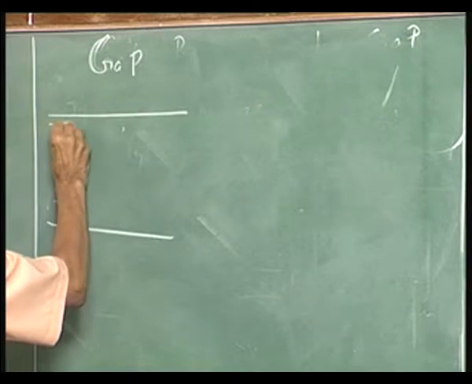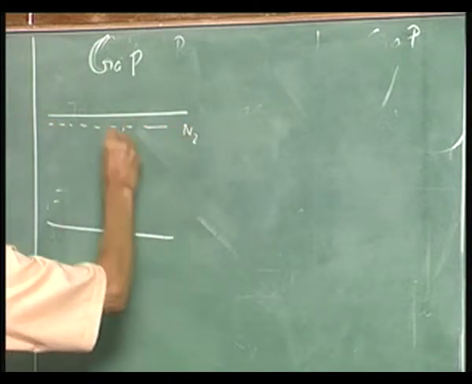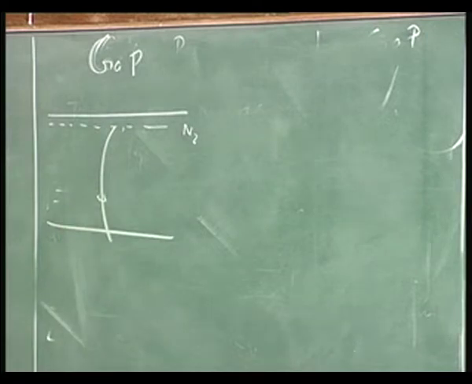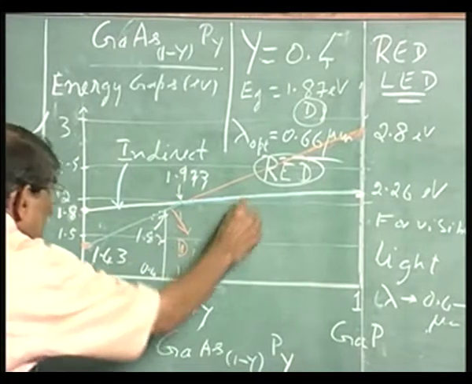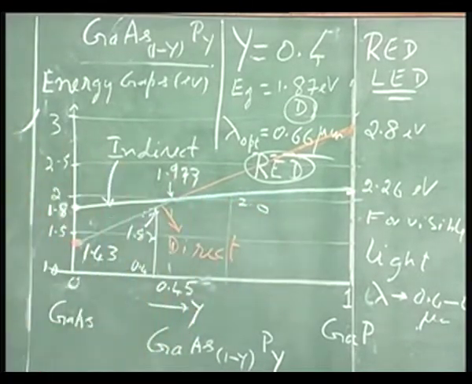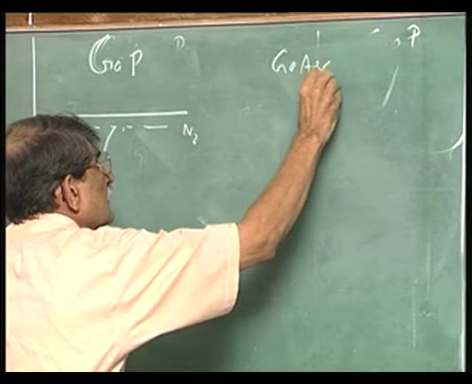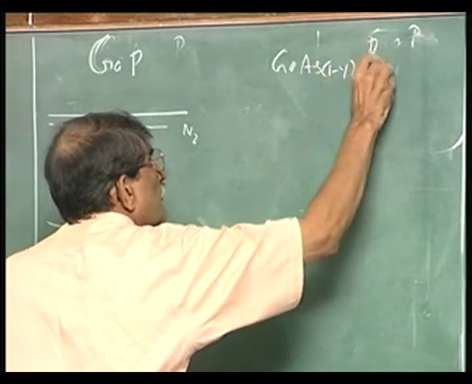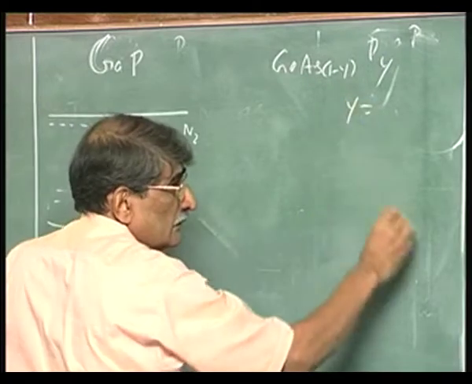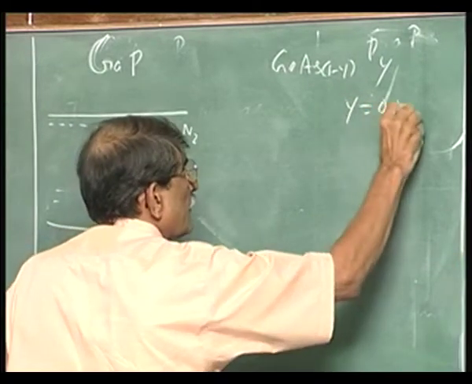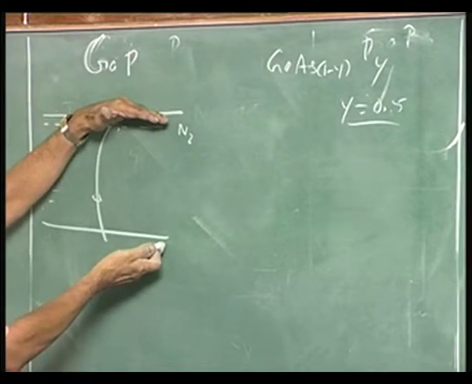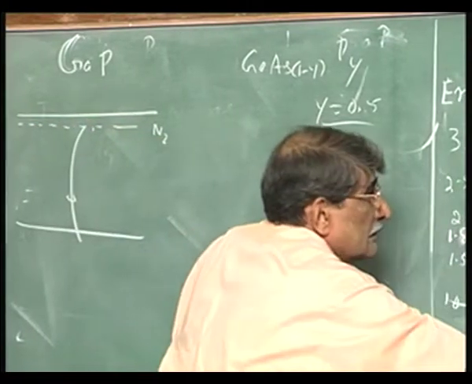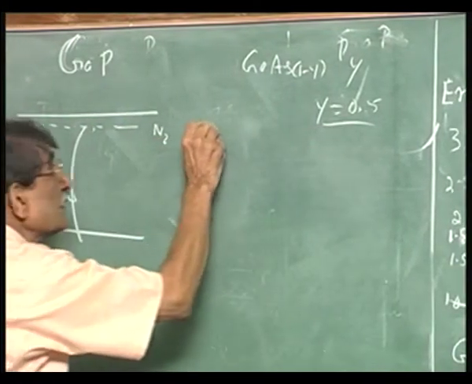If I introduce a level like this here, nitrogen, the transition corresponds to this, that is 2.21. If I choose somewhere here 1.9, somewhere here 2.0, that is gallium arsenic phosphide, with Y equal to something like 0.5, just some number I am tossing out. Then what happens to the band gap compared to here? The band gap is reduced. So, that is somewhere here.